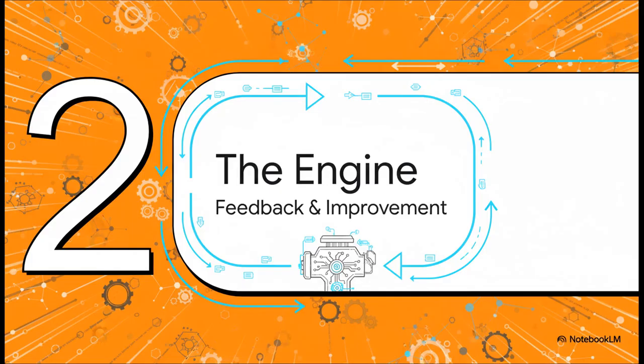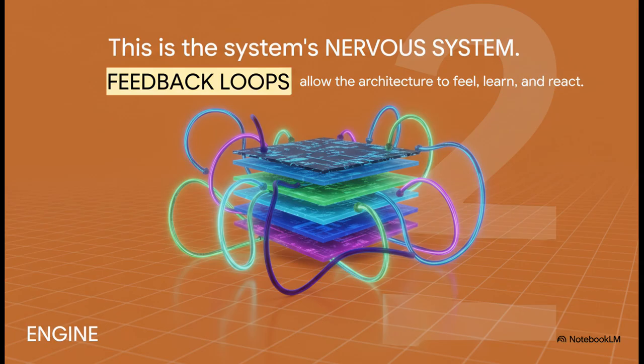All right, the foundation is poured. Now it's time to install the heart of the system, the dynamic, self-improving core. Let's call this section the engine, because it's all about feedback and getting better. Stage 3 is all about integrating feedback loops. The best way to think about this is like installing the system's nervous system. It's how the whole architecture is going to feel and react, and most importantly, how it's going to learn from its own performance.